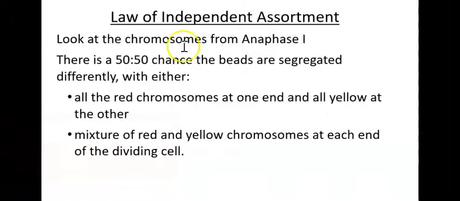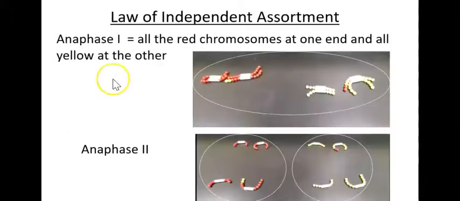And so when we look at this process, take a look at your chromosome drawings from anaphase 1 that you made earlier. There's a 50-50 chance that the beads are segregated differently. They could be either all red on one end and all yellow at the other, or if you flipped the short and the long chromosomes, you could have a mixture of the red and yellow ones at each end of the dividing cell.